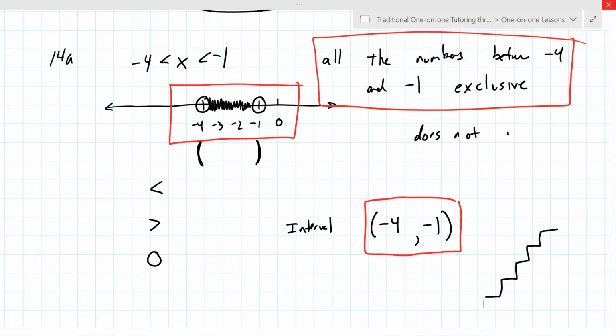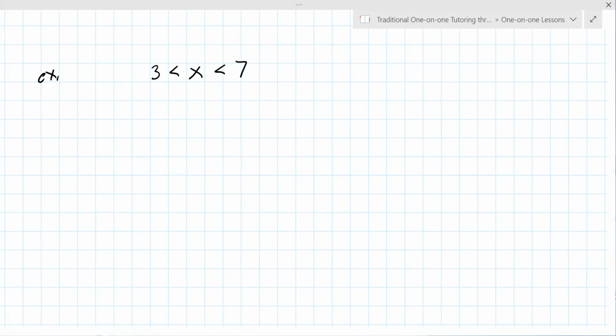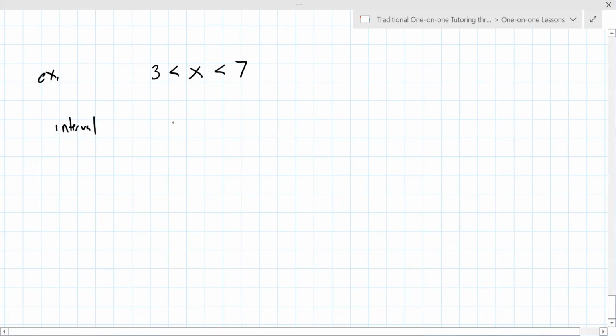Well, let's do another one of these betweens, okay? So the easiest place to start is like, let's say I say the number is between 3 and 7. This is just an example here. X is between 3 and 7. It's all the numbers between 3 and 7, but it does not include 3 and 7. So the easiest way to go from here is the interval. Okay, it's 3 to 7.